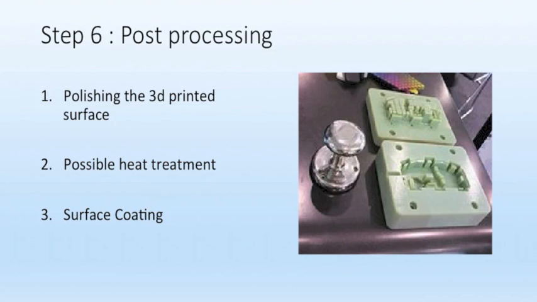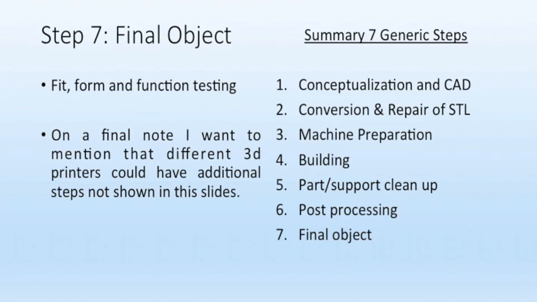So step 7, you have the final object already. Now you can use the object to test the form, fit and function of it, and you can see whether people want to buy it or not. On a final note, different 3D printers could have additional steps that are not shown in this slide, but the steps I showed are very generic and general across the board. So once again, I want to summarize the 7 generic steps.